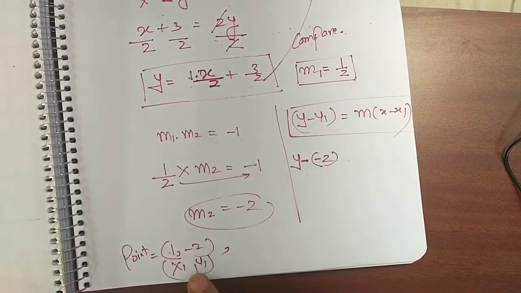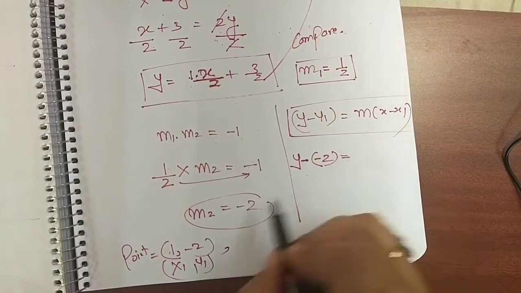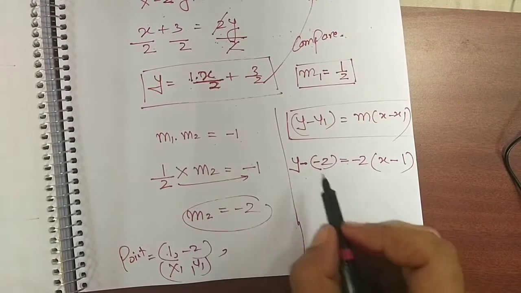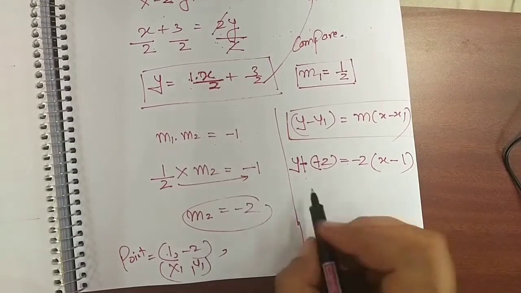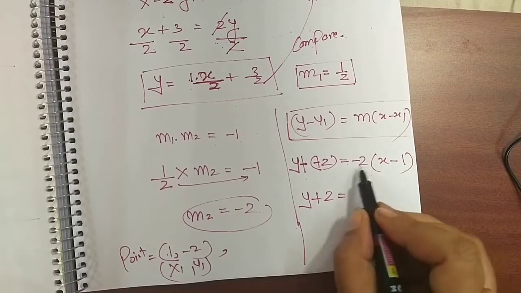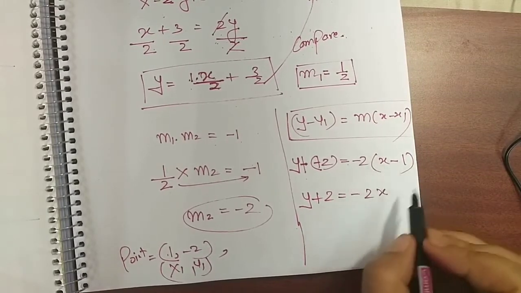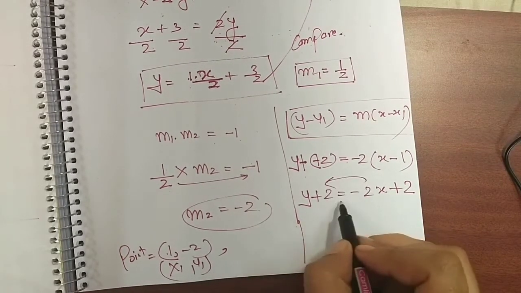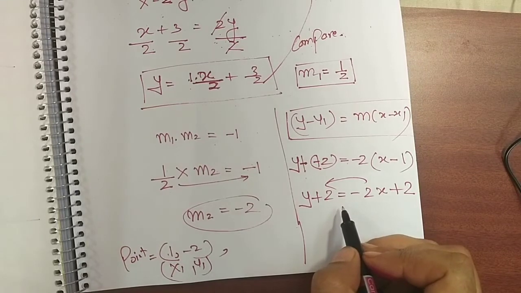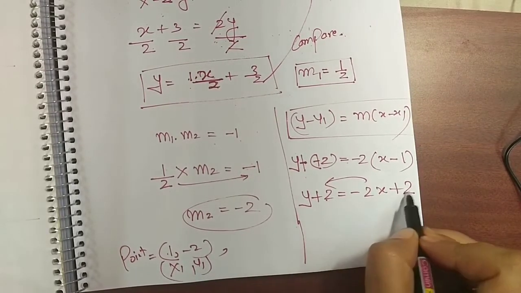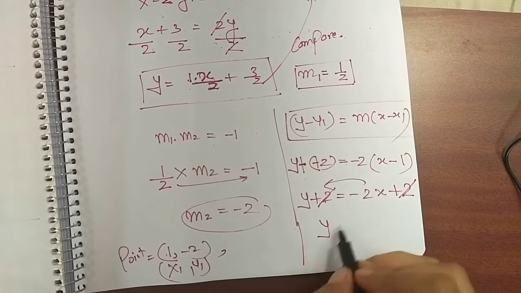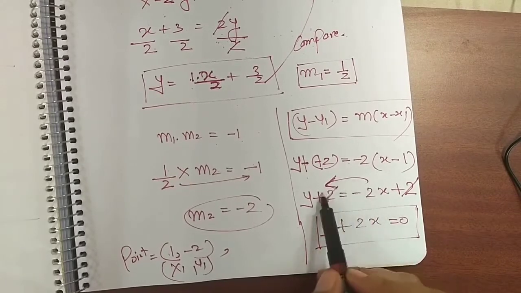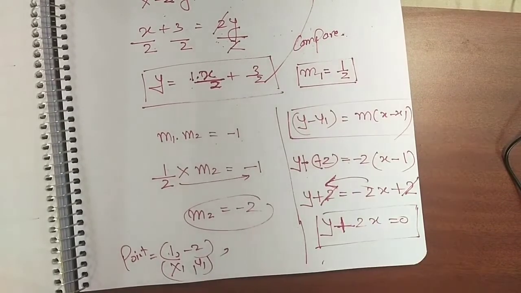I'm using it here. So y1 is minus 2, so y minus of minus 2 is y plus 2. m is minus 2. x minus x1 is x minus 1. So this minus will become plus. I will get y plus 2 is equal to minus 2x, and minus times minus 1 will become plus 2. Now 2x I will bring here. On both sides, this is plus 2 and this is plus 2, so both will cancel. So I am getting y plus 2x is equal to 0. This minus 2x is coming here, so it will become plus. So this is my answer.